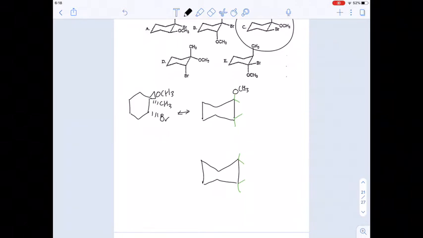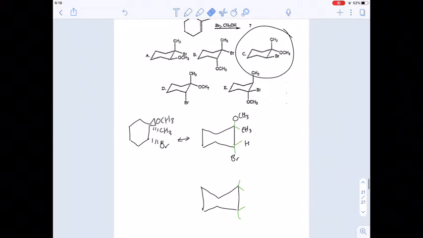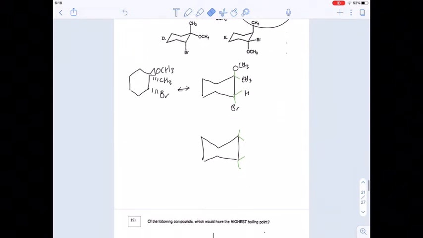So if we're looking at this one and we're converting it to the chair, I'm going to use the wedges as up for the first one and the dashes as down. So the OCH3 is going to be coming off of the top. The CH3 is going to be going down, and the Br is going to be going down as well because it is cis to the CH3. So that doesn't look exactly like ours, so we actually do have to flip it in this case.